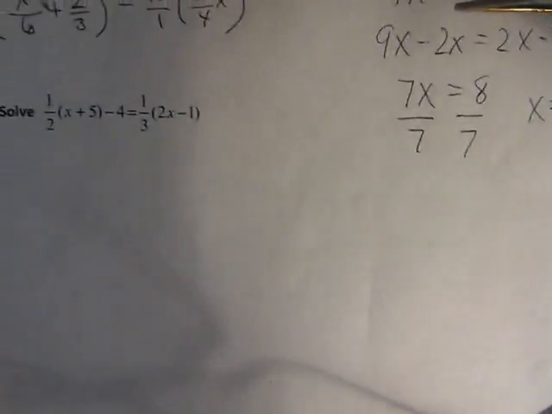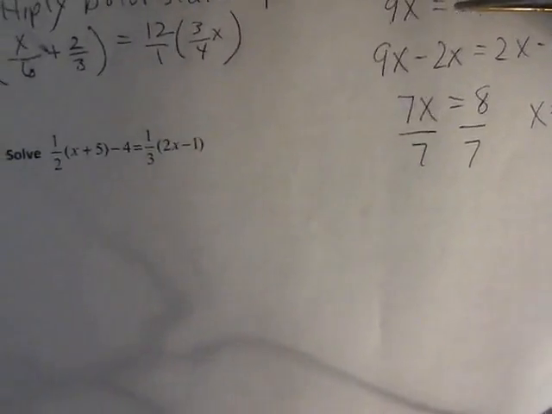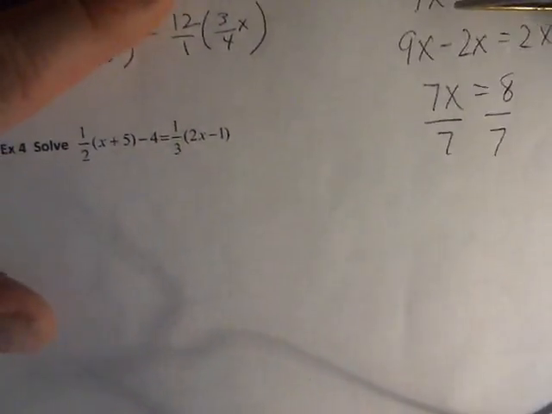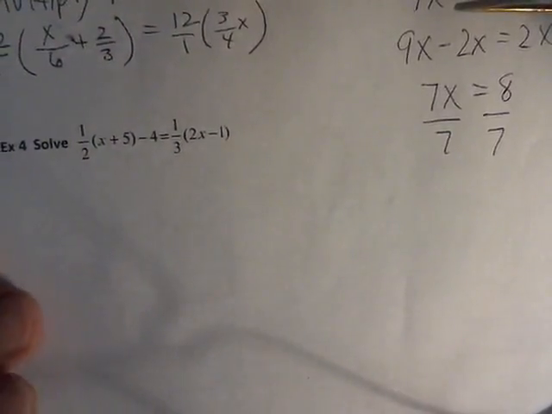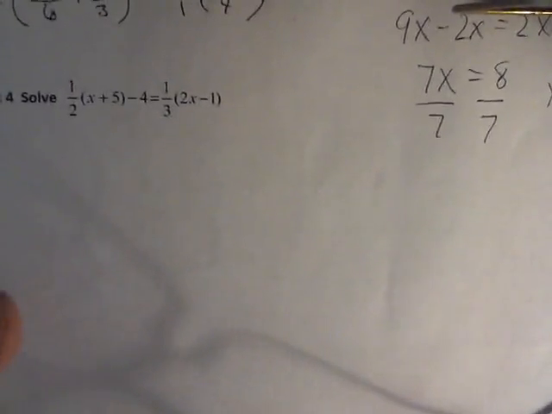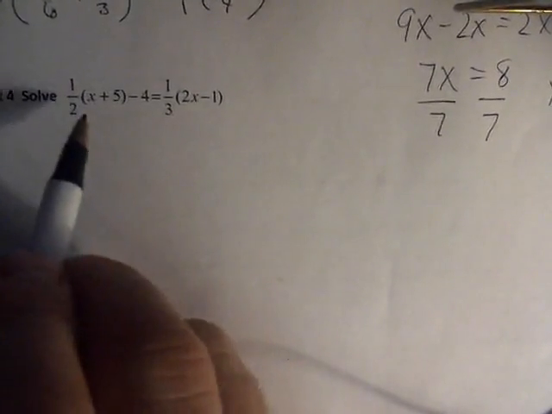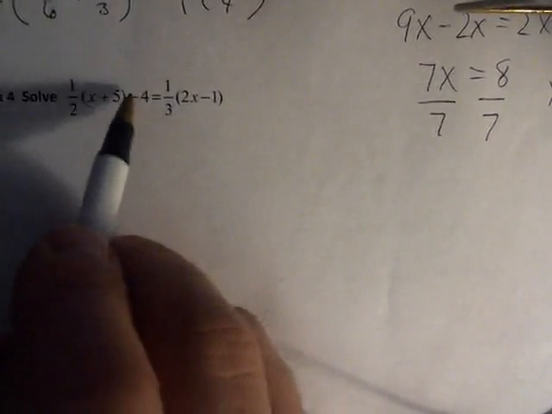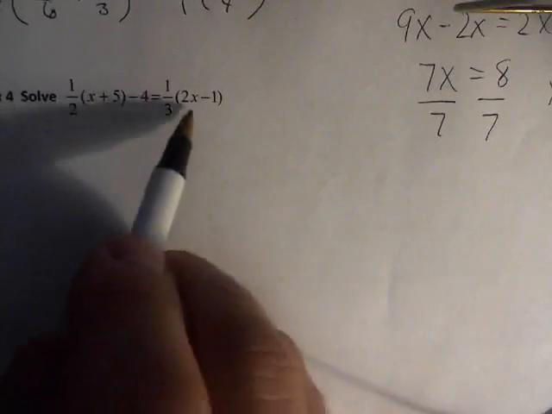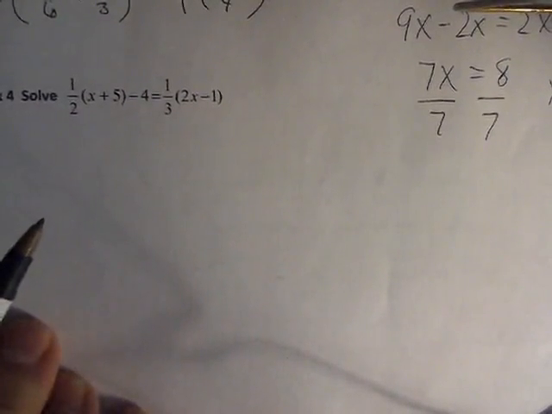All right, so now let's work on the next example here. And we are now solving another fractional equation. We've got 1/2 times the quantity x plus 5 minus 4 is 1/3 times the quantity 2x minus 1.